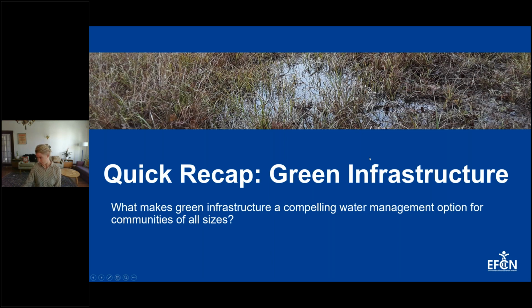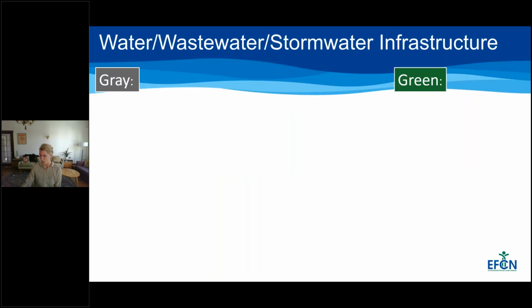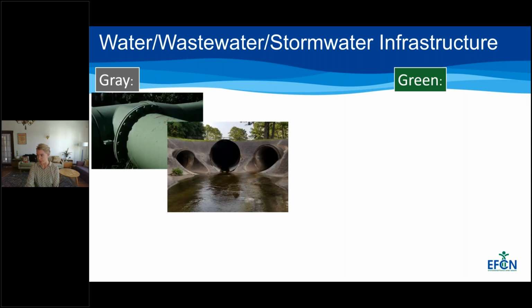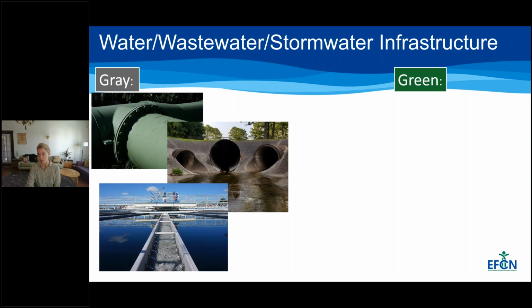So what makes green infrastructure such a compelling water management option for communities of all sizes? Well, when thinking about the words water infrastructure, a lot of people associate things like pipes, concrete-lined drainage ditches, or treatment plants. These are infrastructure assets made primarily from concrete and steel materials. So then what are we talking about when we talk about the green part? What do we mean by green? There's not really a universally agreed on definition for green, and for the purposes of this series, I'll break it down like this. With green infrastructure, we're talking about water, wastewater, and stormwater infrastructure that integrates natural systems.